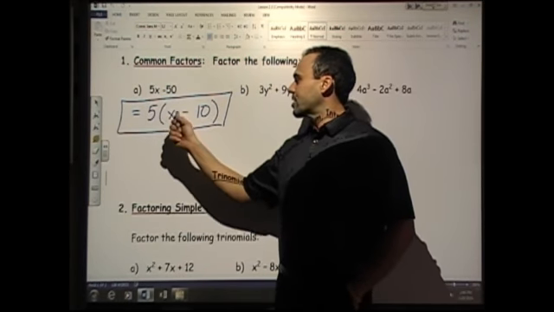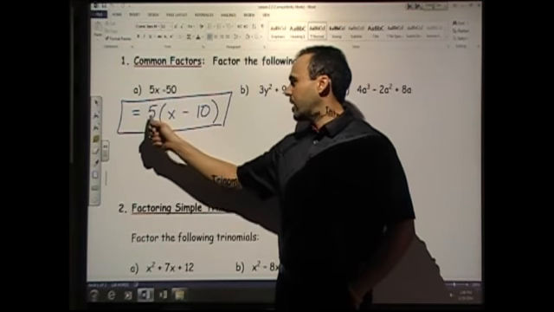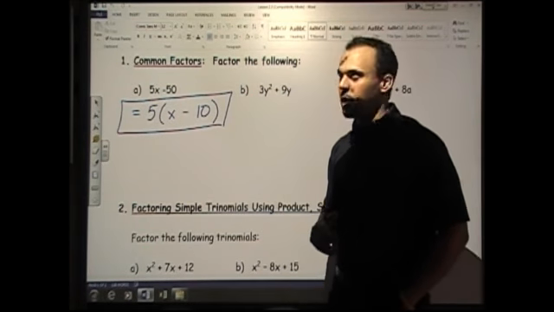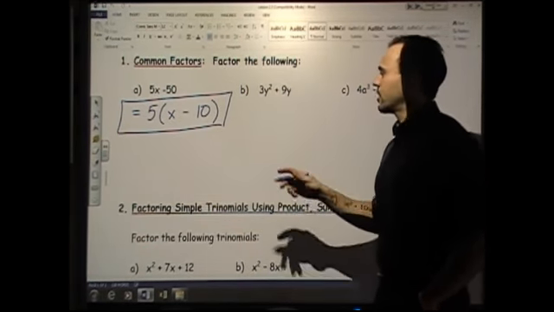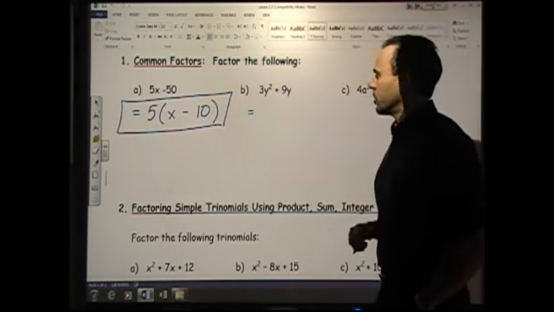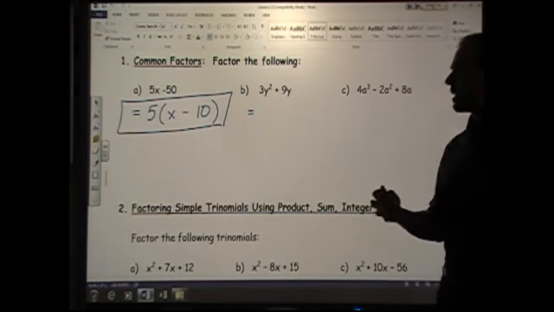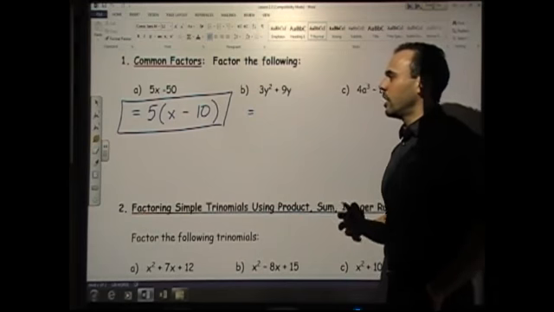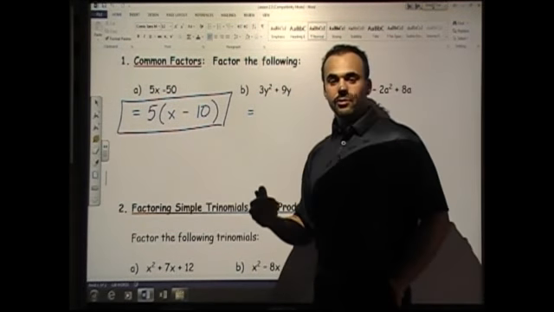Of course, if you re-expand here, 5 times x is 5x, 5 times negative 10 is negative 50. This obviously is going to help you to put something in standard form into factored form. We have to know how to factor in order to figure out our x-intercepts or our zeros.